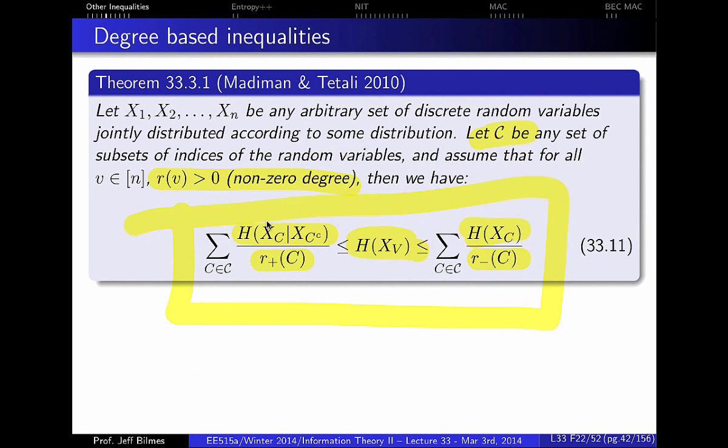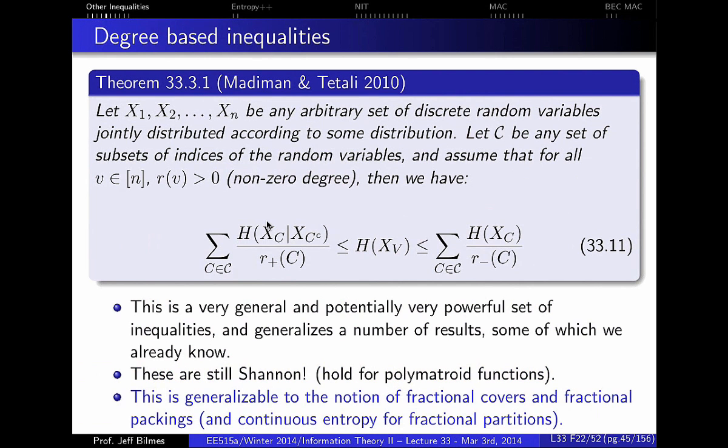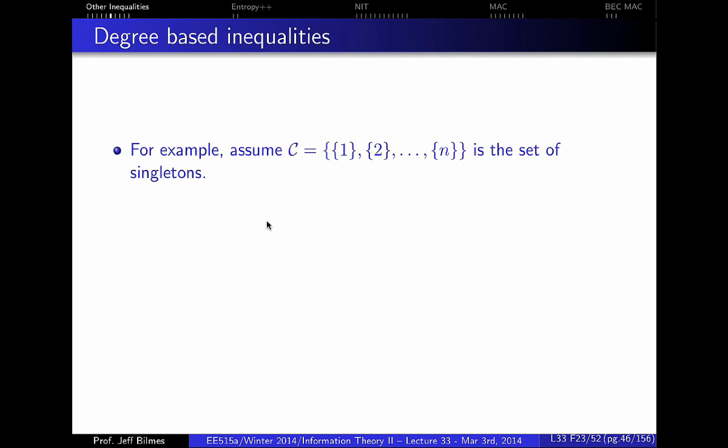So we can special case this to a lot of instances. This is a very interesting general set of inequalities. These are all still Shannon. They hold for polymatroid functions. There's also in the paper this idea of fractional coverings, fractional packings, and fractional partitions, which I'm going to talk about very briefly.